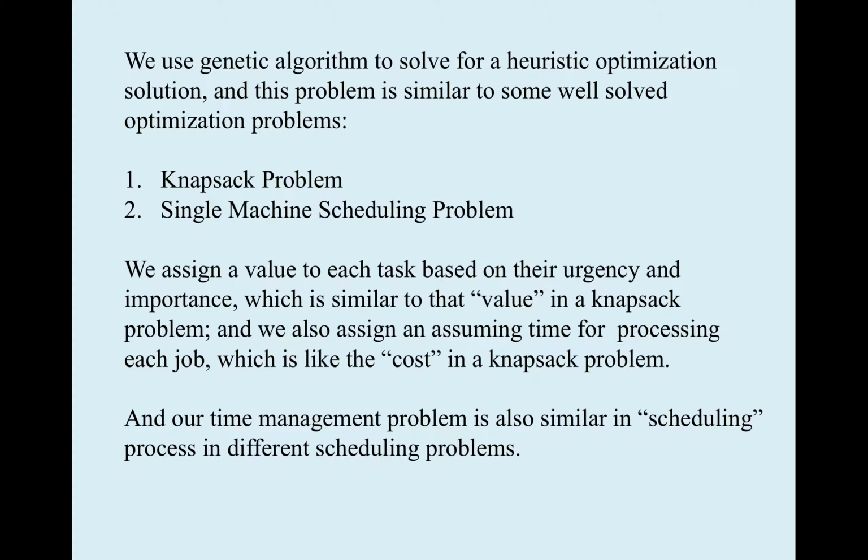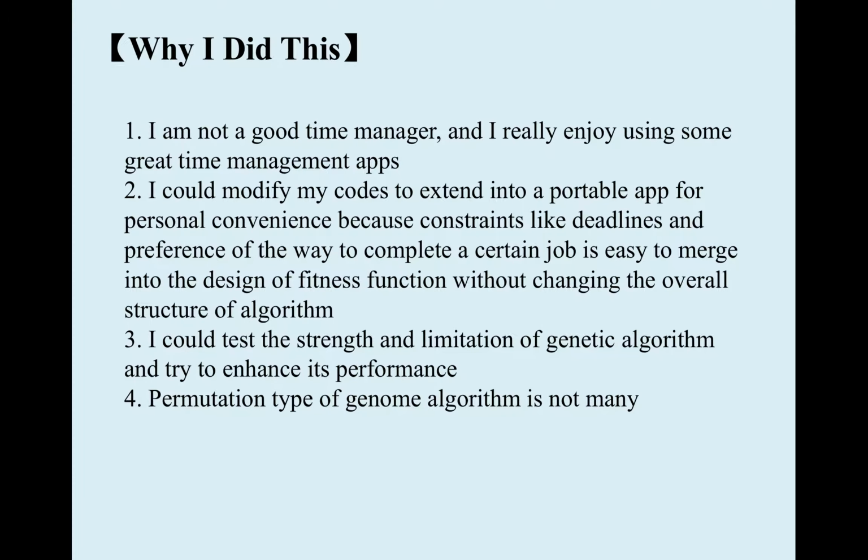And this problem is similar to some well-solved optimization problems like the knapsack problem or the single machine scheduling problem. We assign a value to each task based on its urgency and importance, which is very similar to the value in an abstract problem. And we also assign an assumed processing time to each job, which is like the cost in an abstract problem. Our time management problem is also similar in the way of scheduling, with different scheduling problems, like the single machine scheduling problem.